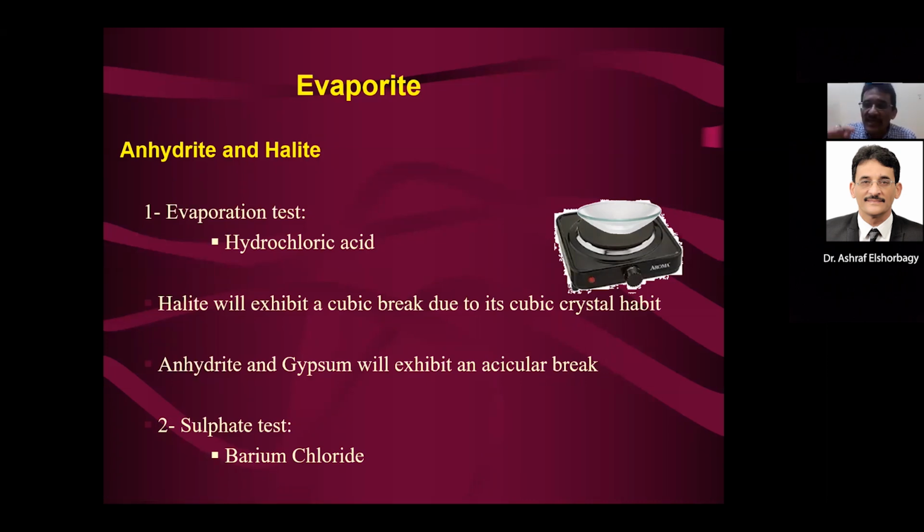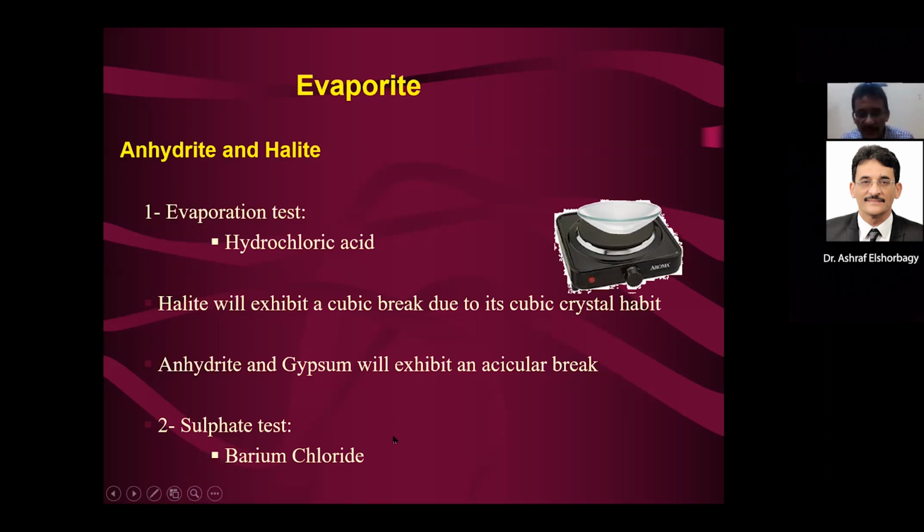Below the microscope, if we see crystals like needles, it means that it is anhydrite. If you check below the microscope and you see a cubic shape, it means that this rock is halite. And so we can use this test to differentiate between anhydrite and halite. The anhydrite gives an acicular break, which is needle shaped, and the halite gives a cubic crystal shape.